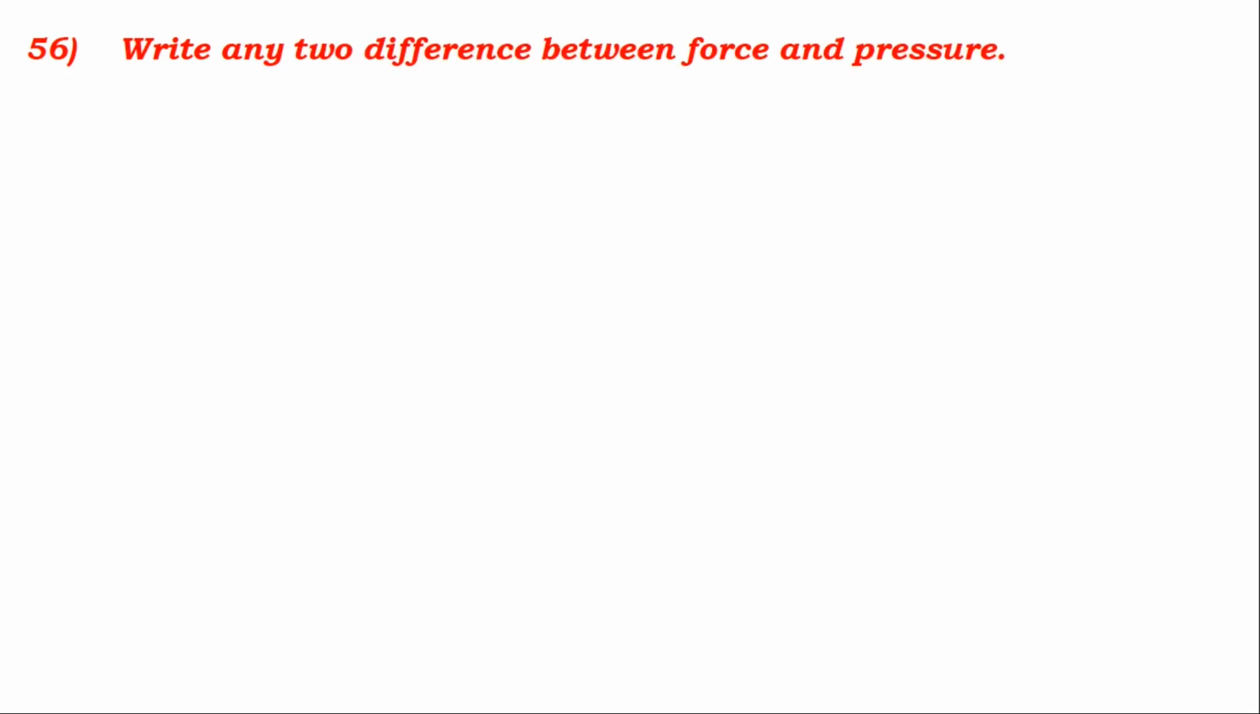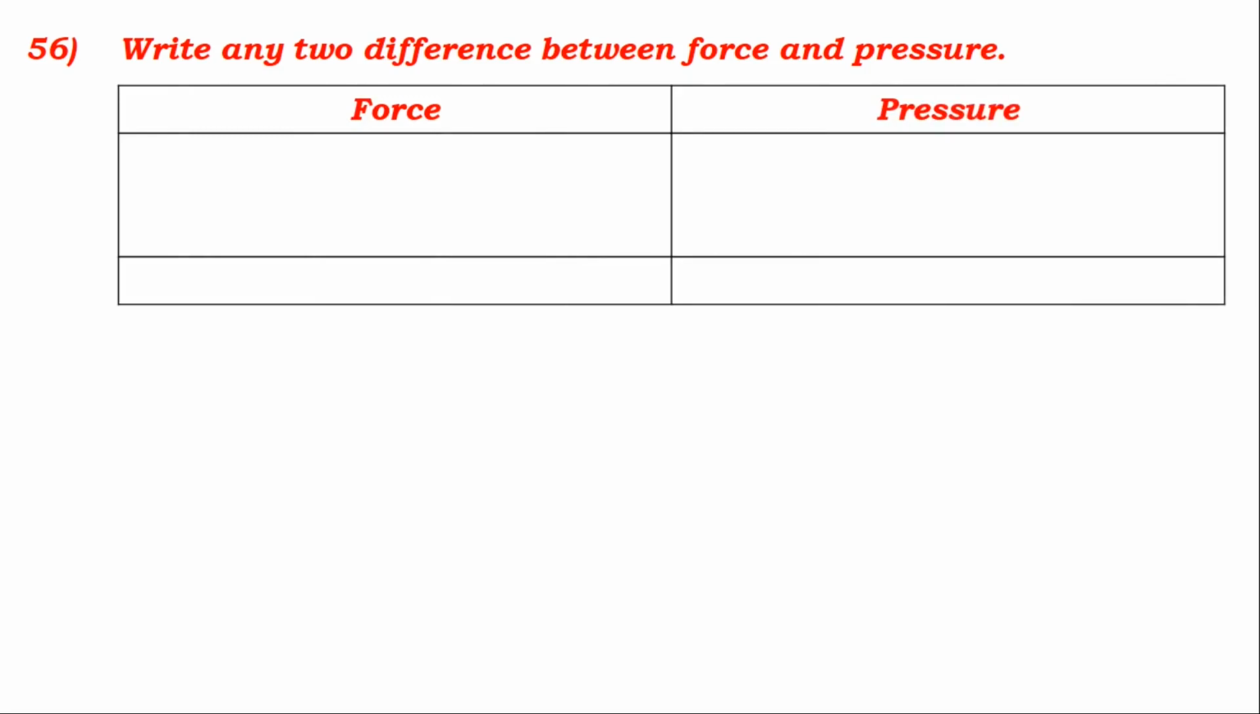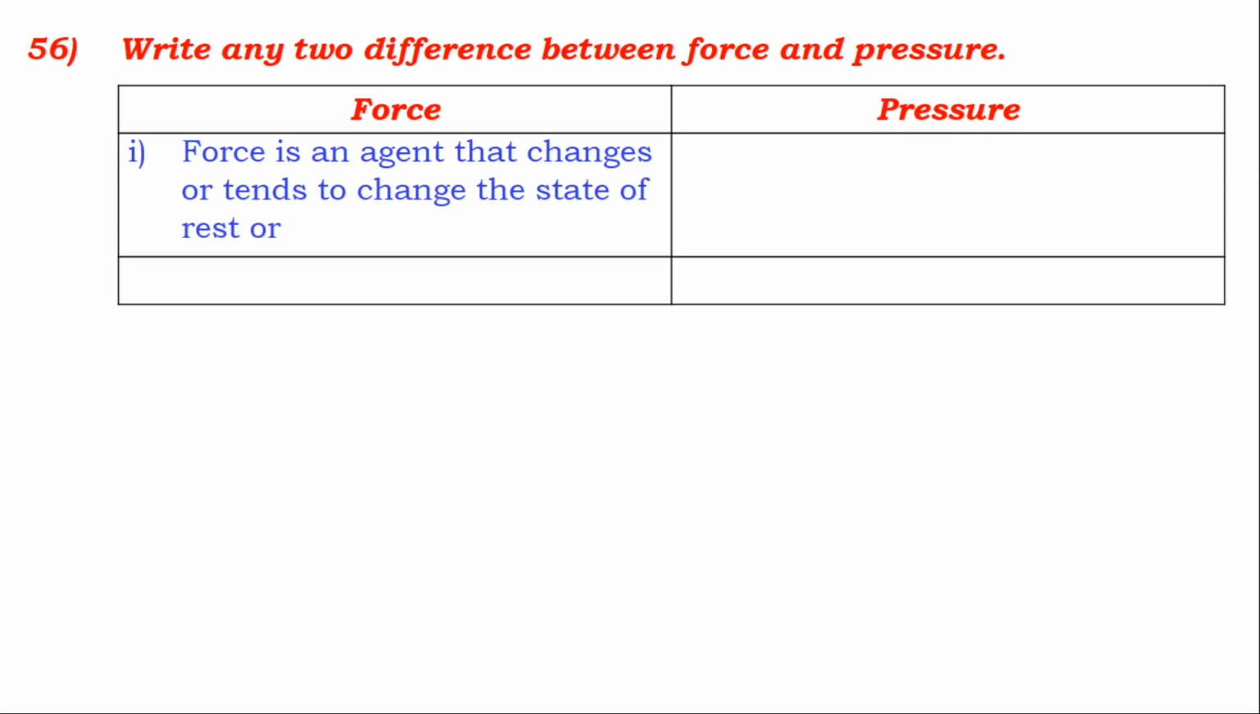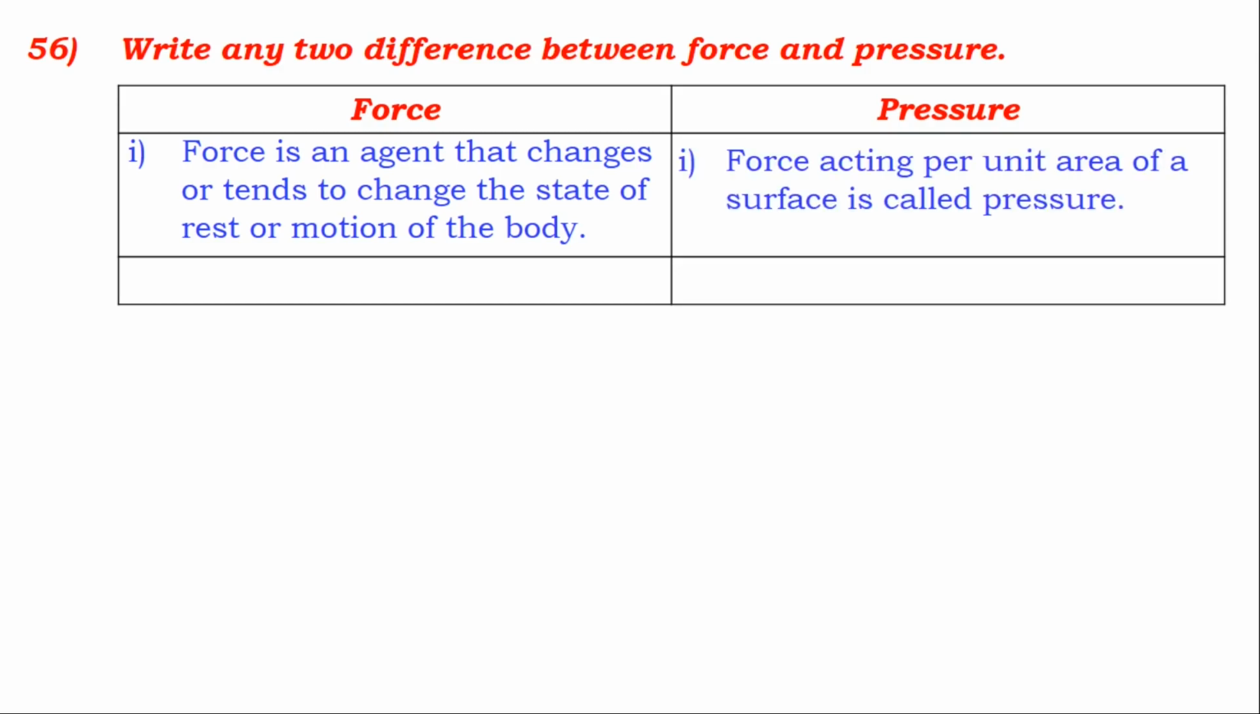Okay, let's go to next question. Write any two differences between force and pressure. Force and pressure. We can make a table. In the side of force, we can write force is an agent that changes or tends to change the state of rest or motion of the body. This is the definition of force. Very simple definition. But pressure is force acting per unit area of a surface is called pressure. And second difference is SI unit of force is Newton, but the SI unit of pressure is Pascal. These are the major two differences between force and pressure.